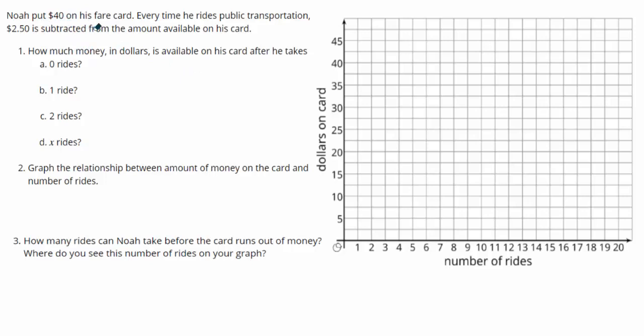Noah put $40 on his fare card, and every time he rides public transportation, $2.50 is subtracted from the amount available on his card. So how much money in dollars is available on his card after he takes 0 rides, 1 ride, 2 rides, or X rides? And I'm going to add another one on there. Before you get to D, we'll call it C and a half, C.5. What if he takes 10 rides? So go ahead and do A, B, C, C and a half, and then D.